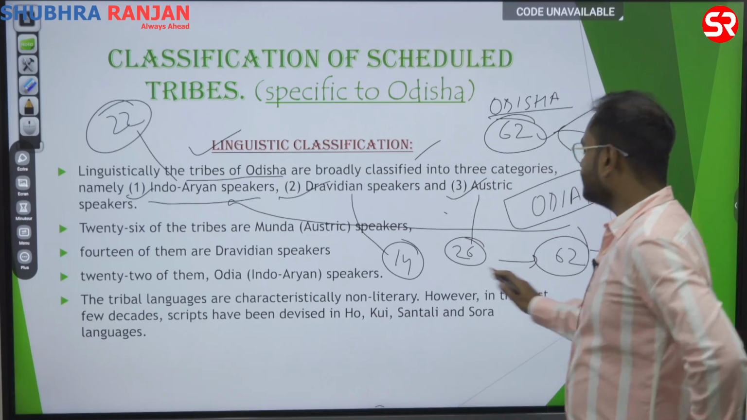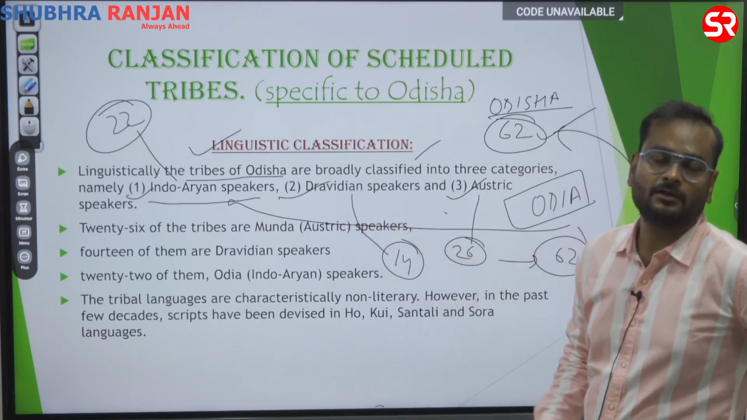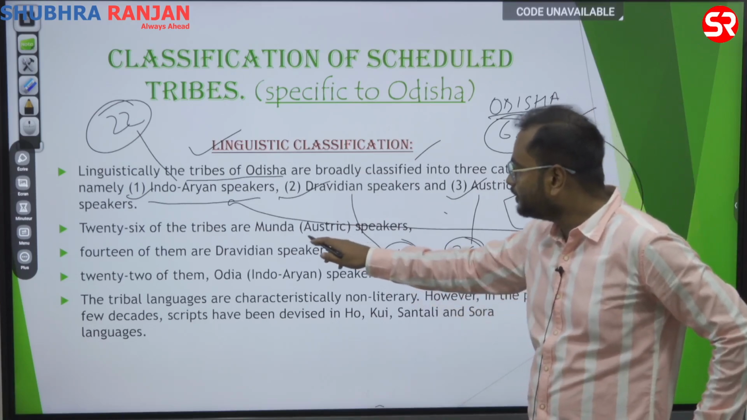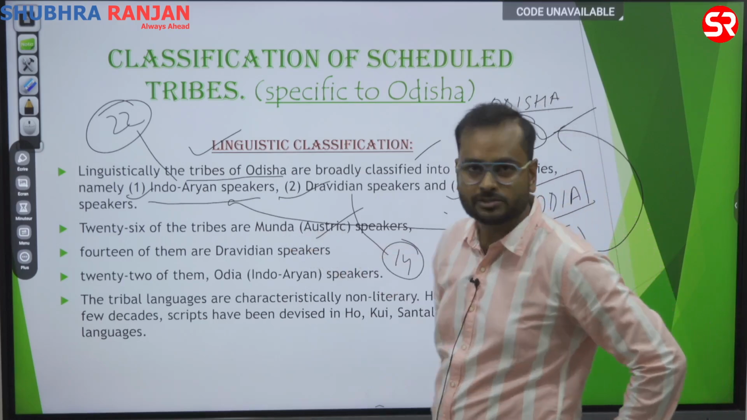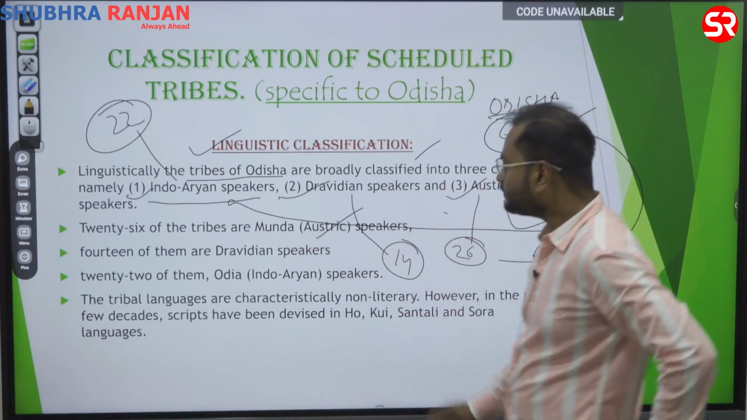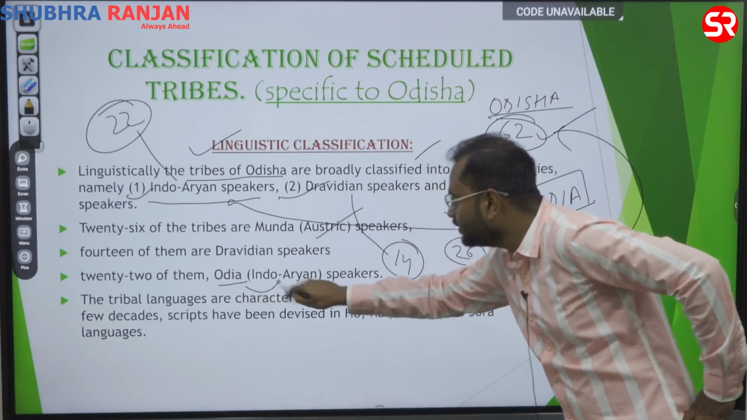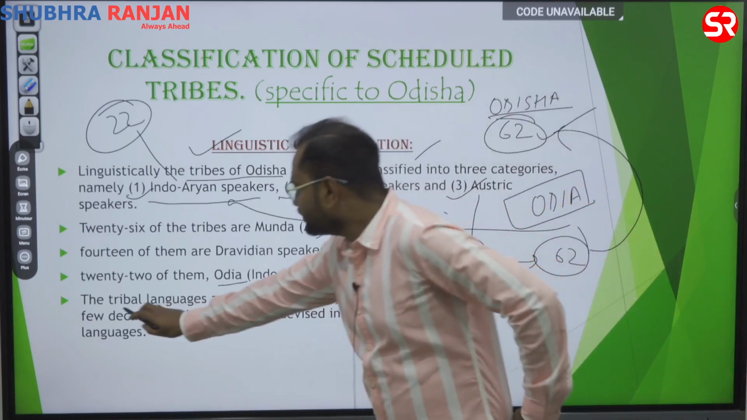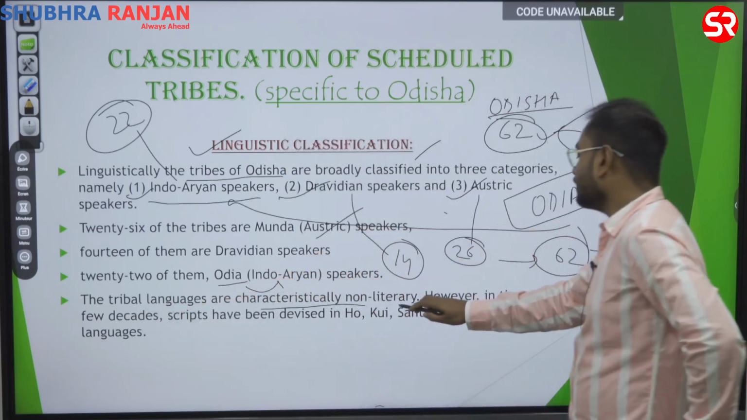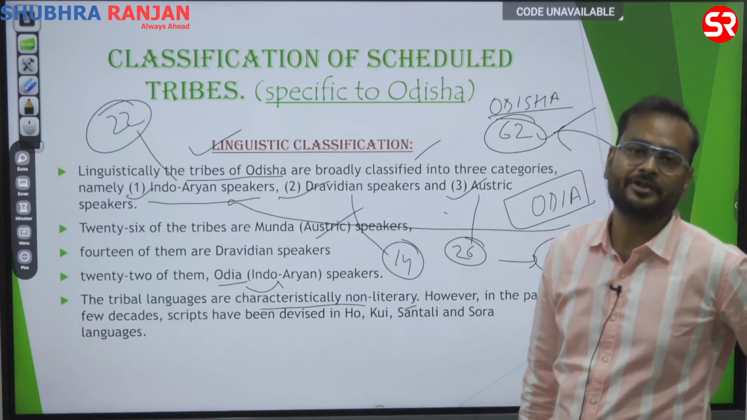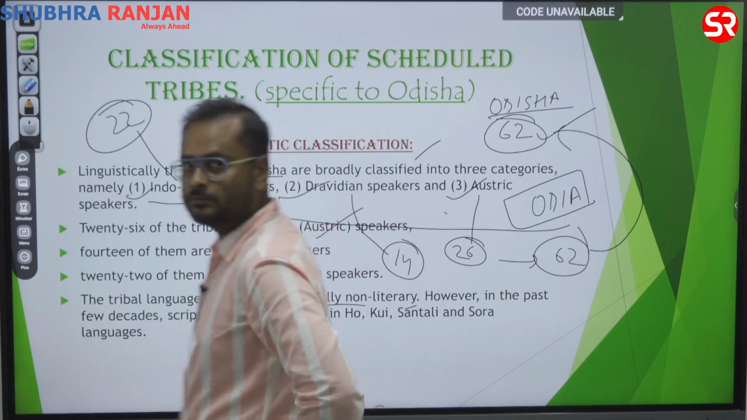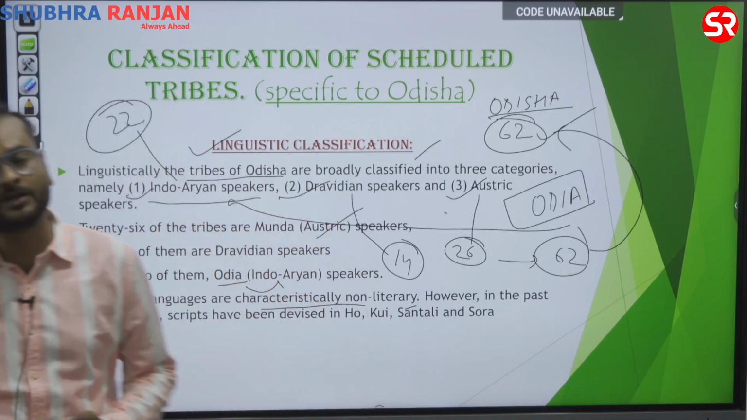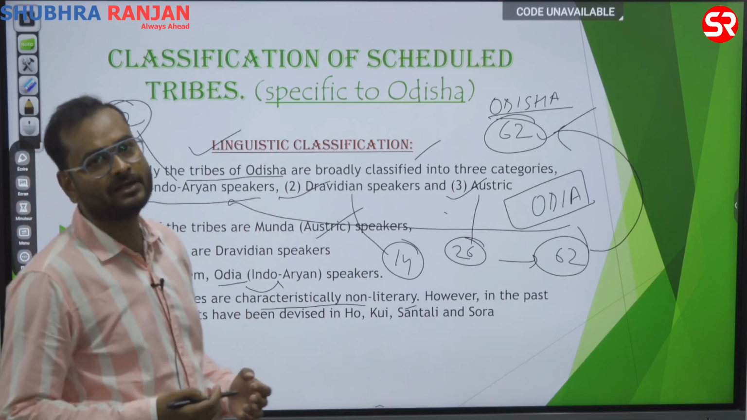Thereby you can see there are so many different kinds of languages, and they are classified into three categories. Like there are different Austric speakers, like the Munda language is an Austric language, okay? Odia language, yes, Odia language is again an Indo-Aryan language. Then what we can say, the tribal languages are characteristically non-literary. Is it true? Again, it is very subjective. We can say that most of the tribal languages and dialects are non-literary.